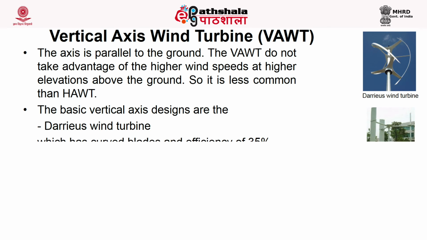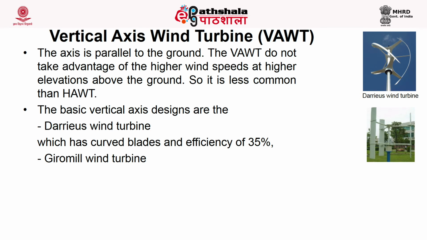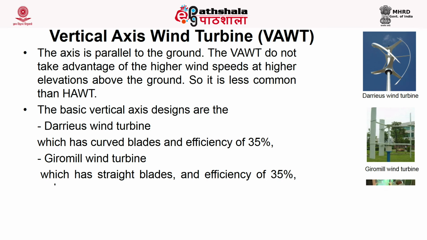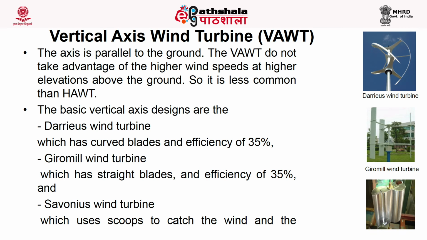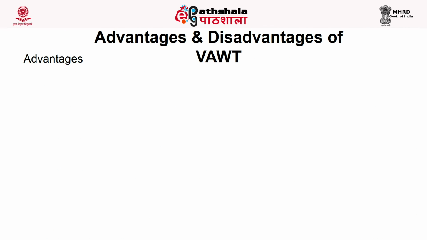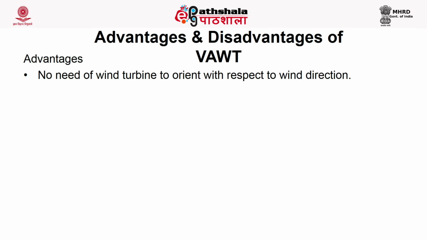The best vertical axis designs are the Darrieus wind turbine, which has curved blades and an efficiency of 35%; the Giromill wind turbine, which has straight blades and an efficiency of 35%; and another one is the Savonius wind turbine, which uses scoops to catch the wind, and the efficiency is around 30%.